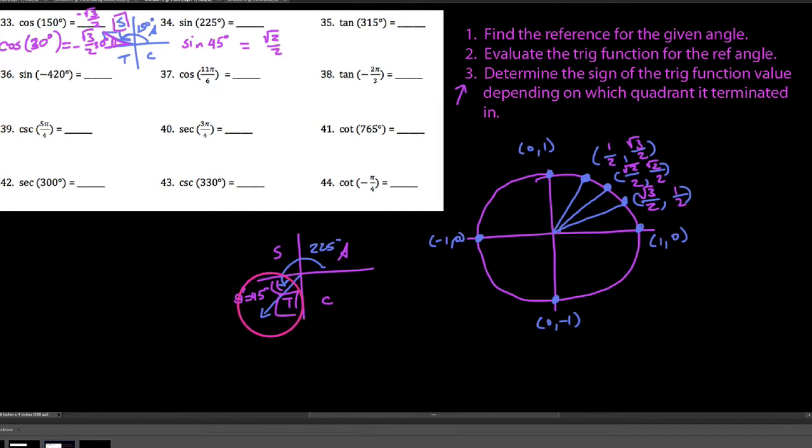This terminated in the third quadrant. So the only thing positive down here is tangent, meaning that since we found sine, and sine is not tangent, then its value here has to be negative. So we get negative root 2 over 2. So let's look at one with a tangent value here.